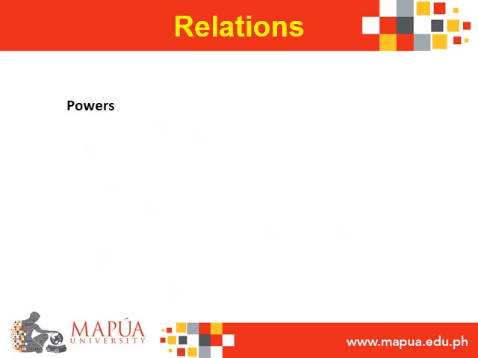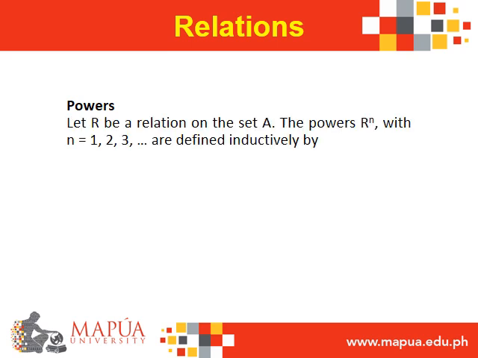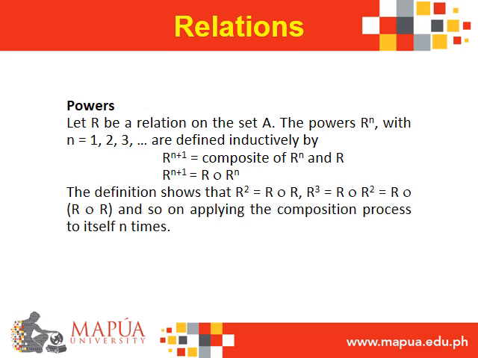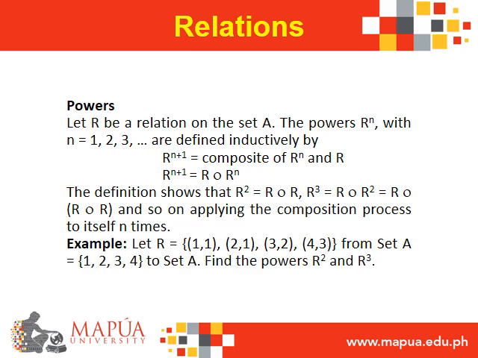When evaluating powers of relations, we let R be a relation on set A. The powers R^n, with n being positive integers, are inductively defined as R^(n+1), which is equivalent to the composite of R^n and R. This definition shows that these values are inductively defined, meaning you cannot solve R cubed without R squared.